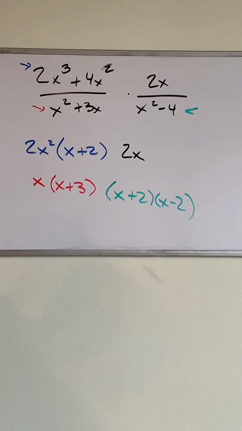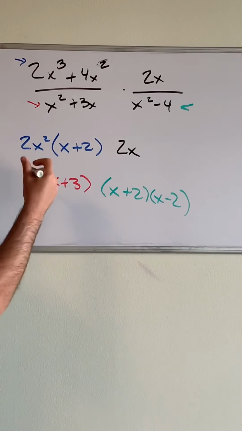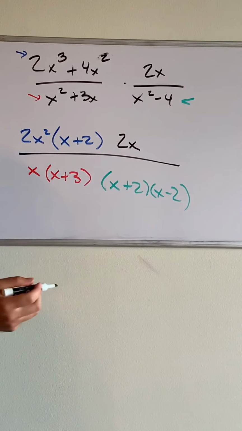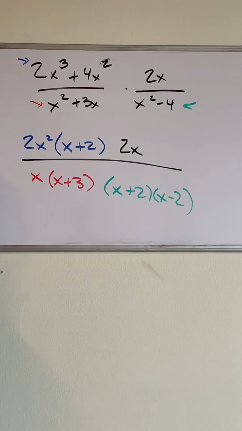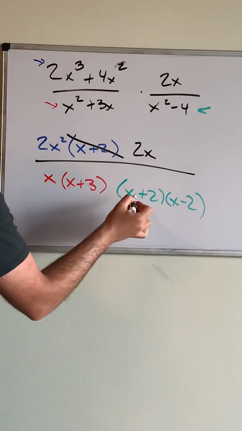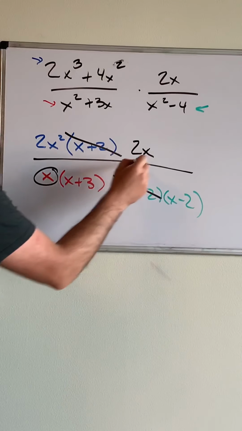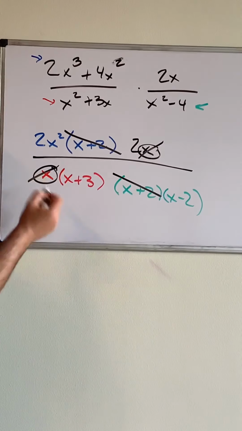Once again, this is awesome. I can draw a giant fraction bar like that. Now, you might notice I have x plus 2 and x plus 2, those cancel. You also might notice I have this x and this x here. I can cancel those.